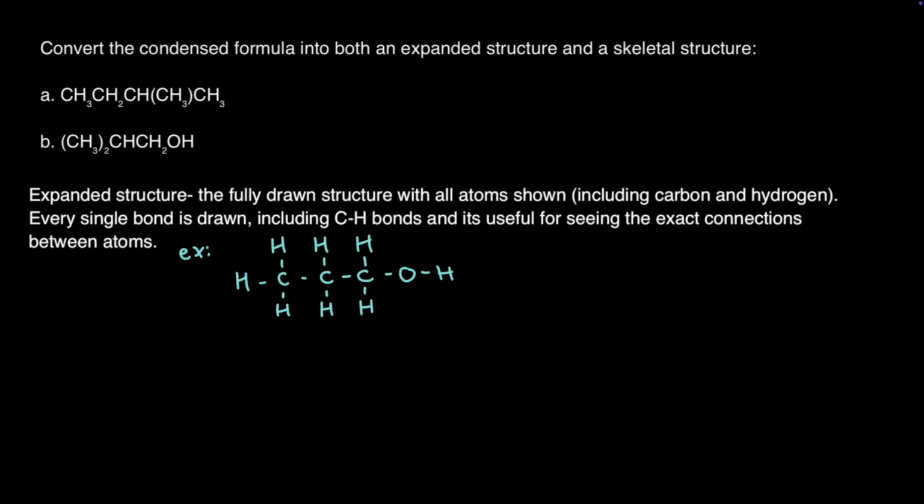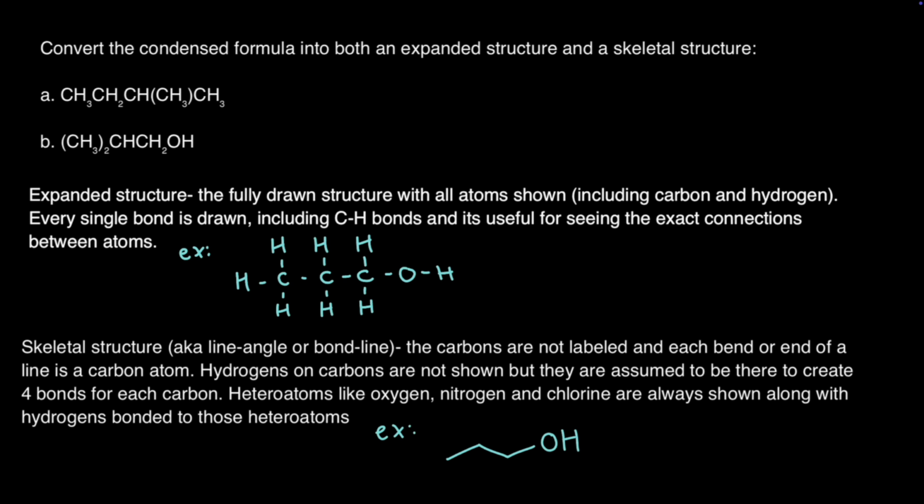For a skeletal structure, also known as a line angle structure, the carbons are not labeled and each bend or end of a line is a carbon atom. Hydrogens on carbons are not shown, but they are assumed to be there to create 4 bonds for each carbon. Heteroatoms like oxygen, nitrogen, and chlorine are always shown along with hydrogens bonded to those heteroatoms. I will start by drawing the expanded structure.